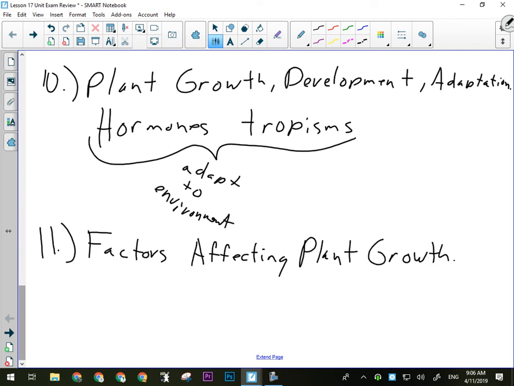Okay, factors affecting plant growth, also something that we need to understand because that has to do with adapting to the environment. It has to do with all kinds of things related to transport in plants and whatever else. So make sure you know the factors affecting plants. That would be the abiotic factors and the biotic factors, the other organisms, in case I give you a situational question involving that.